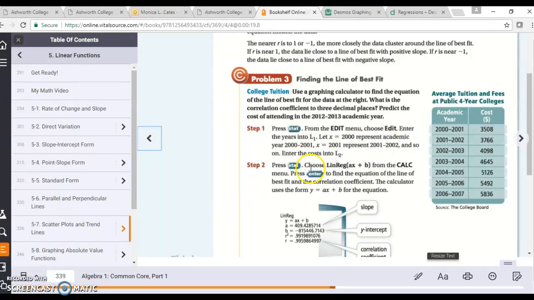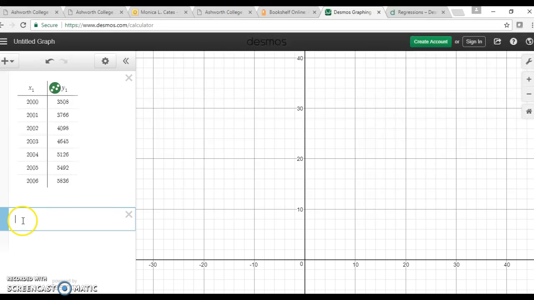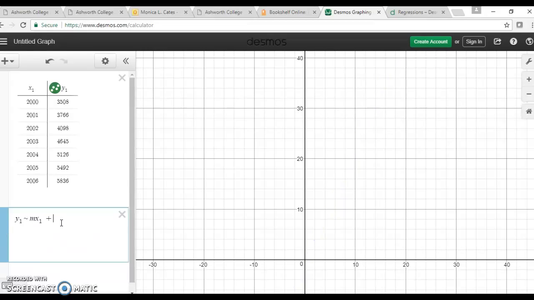So step 1, and then step 2, we're going to find this linear regression line. But we're going to do a little different here. So in my Desmos, okay, hopefully you can see it better now. I'm going to put y1, just hit y and 1, and it automatically comes up. Then I'm going to hit my tilde, which is right beside my 1, shift tilde, and then I'm going to put mx1 plus b, because that's the form of a line, right?